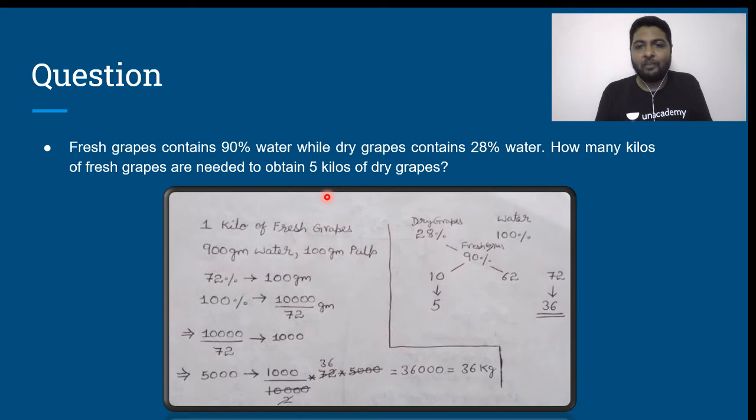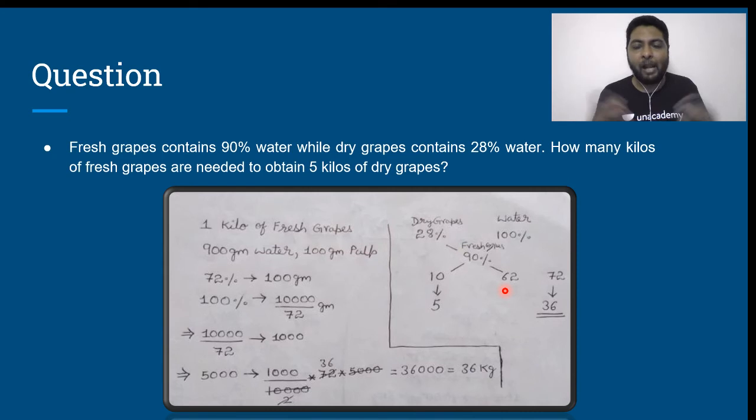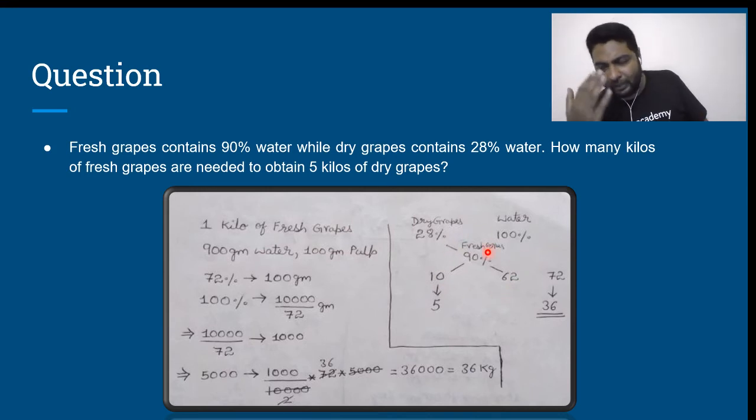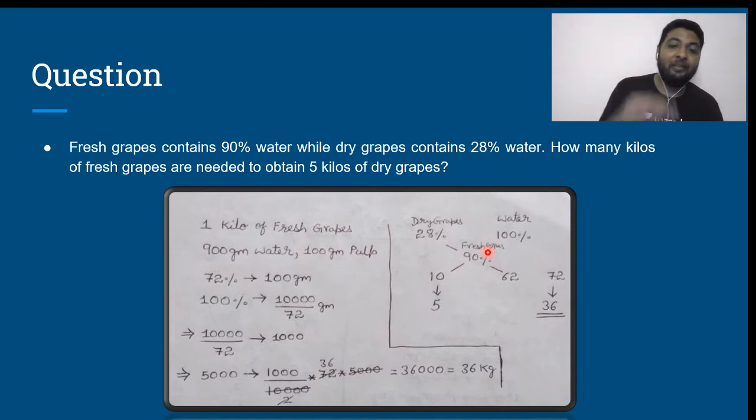Can I use the principle of alligation? Yes, definitely. If you remember the sugar syrup solution, the wheat and oil one, this is also something like pulp and water, right? Consider the percentage. We have to think a little bit laterally. We just have to think of a reverse process: to dry grapes, if I add water, I get back fresh grapes. If I think that way, it will be much easier to solve.